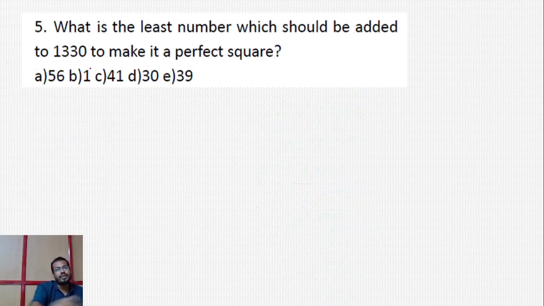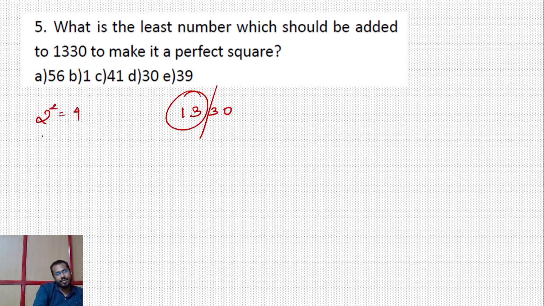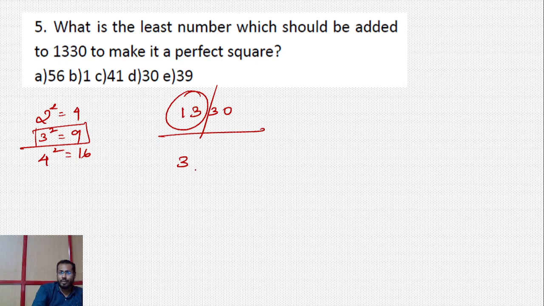Next question. What is the least number which should be added to 1330 to make it a perfect square? Okay, so 1330. First thing I need to understand at what range it will come. Okay, 1 square is 1, 2 square is 4, 3 square is 9, 4 square is 16. Definitely my number starts with 3. Okay, so 31 square. Let's take what is 35 square? 25. 3. Next number is 4. 3 4s are 12. 1225. Here 1330. So definitely my answer will be more than this 35 square. Okay, so try to get the answer with that.